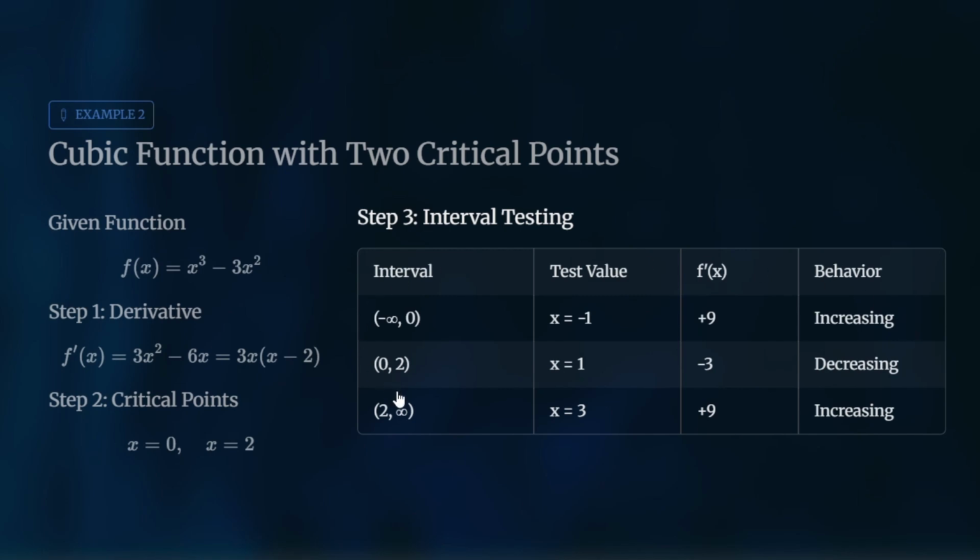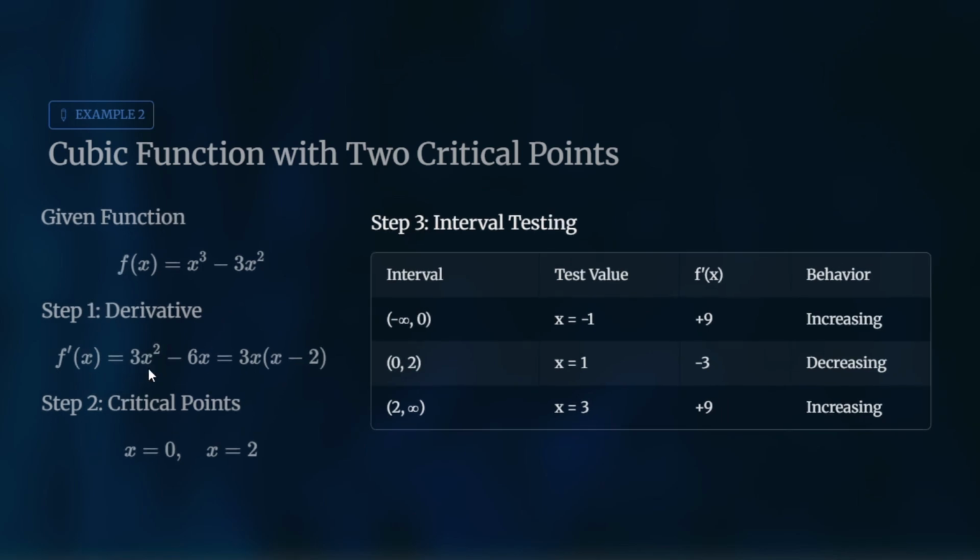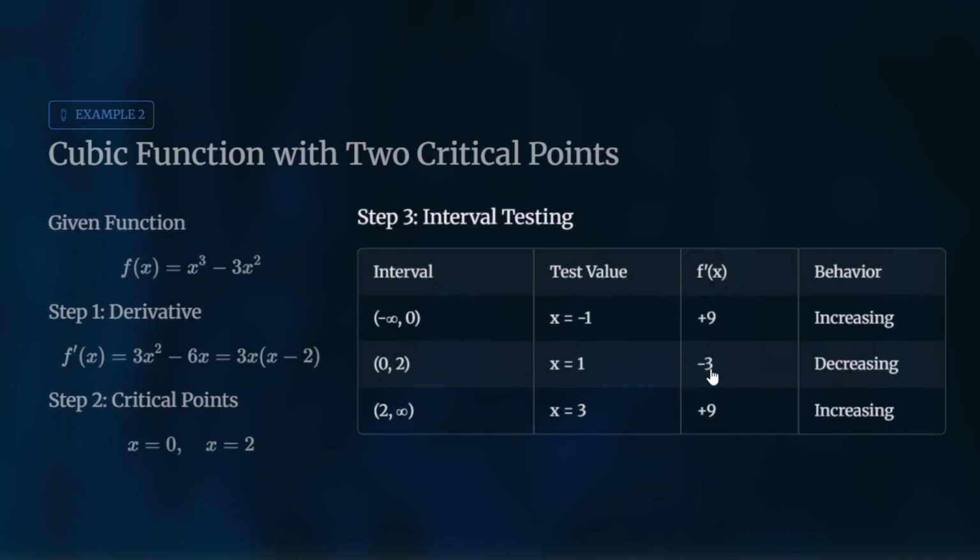Doing the same for the second interval, from 0 to 2, we could pick the point x equals 1, and substituting x equals 1 into our derivative, 3 times 1 is 3, minus 6 times 1, which is 6. 3 minus 6 is negative 3. Since our derivative is negative, the function is decreasing on that interval.